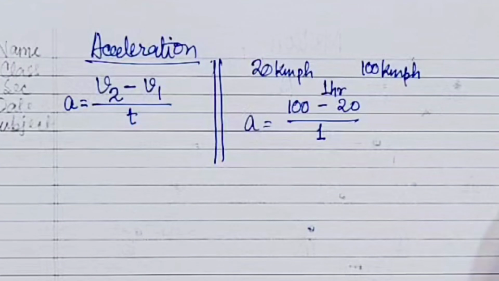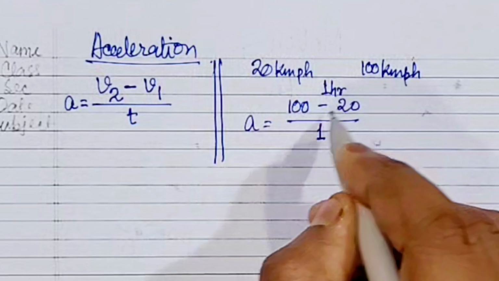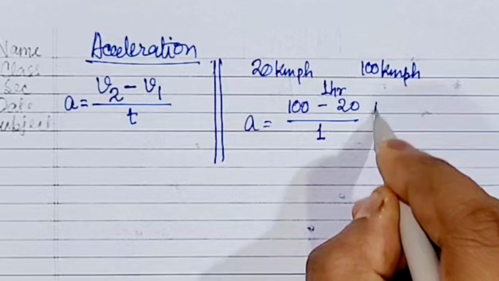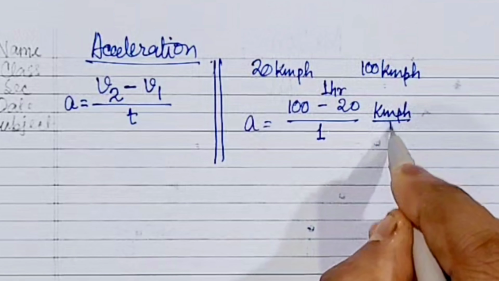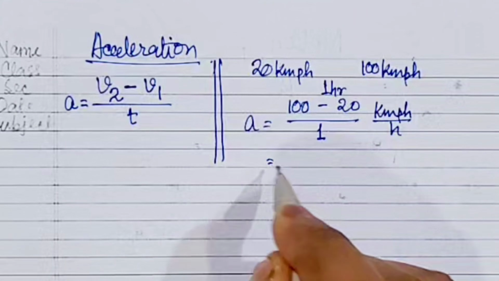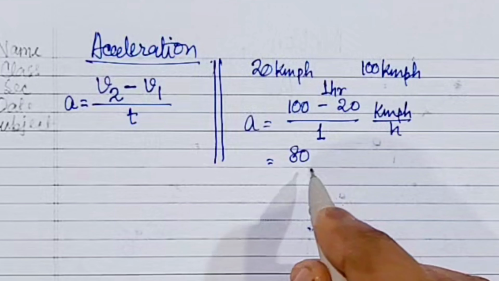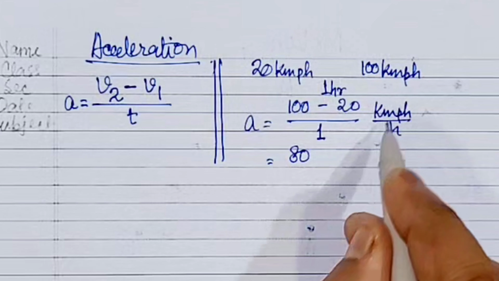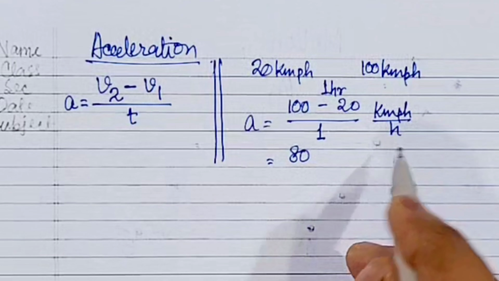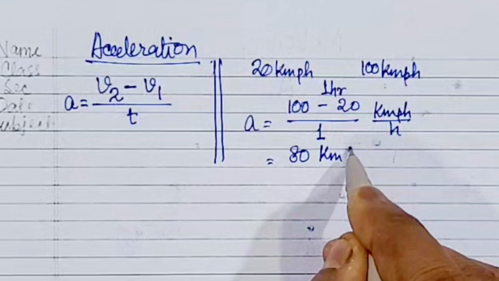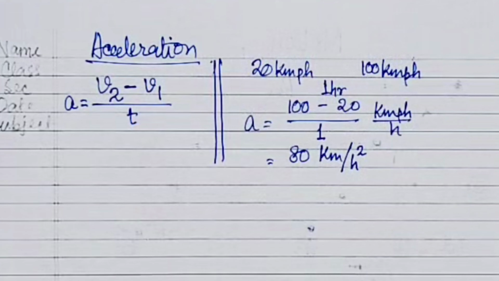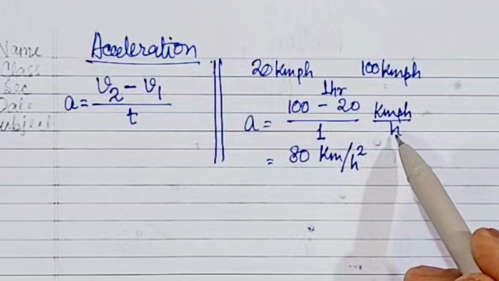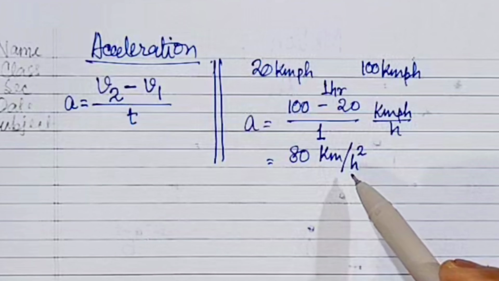Now what will be the unit of such a mathematical quantity? 100 and 20 are all kmph, and this one is h. So this is 100 minus 20, 80 by 1, which remains as 80, and kmph divided by h one more time. So it is kilometer per hour square. kmph anyway had a km divided by h, and there is another division by h. So it's km divided by h square.